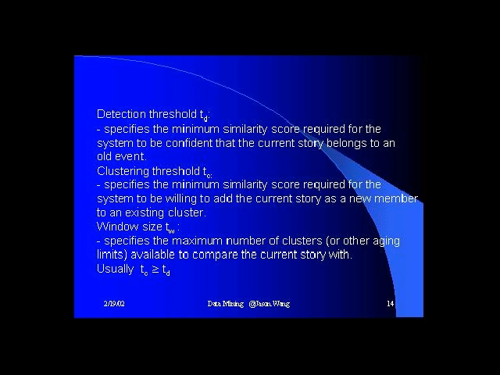Window size TW specifies the maximum number of clusters, or other aging limits, available to compare the current story with. At each time, my window size is 5, meaning that I only keep the 5 most interesting and most recent events, where each event has a cluster of stories. So I only keep 5.